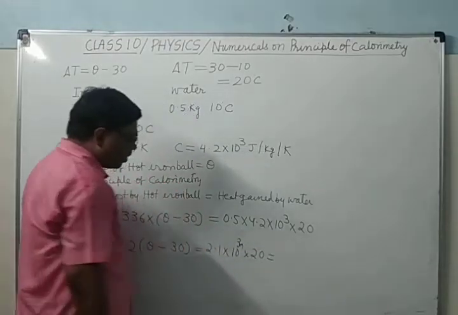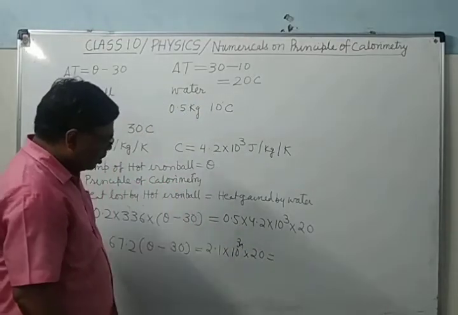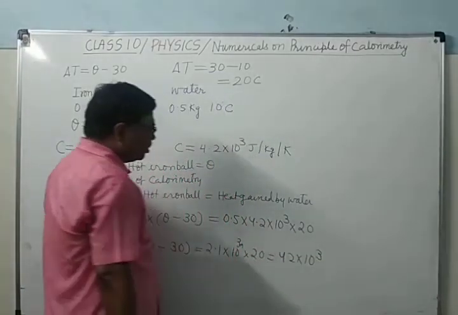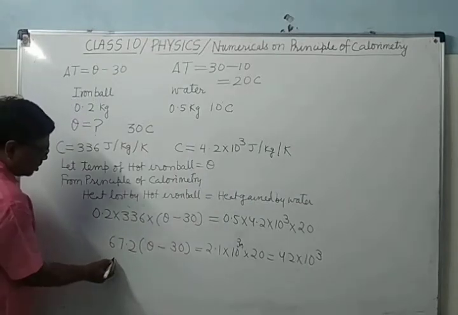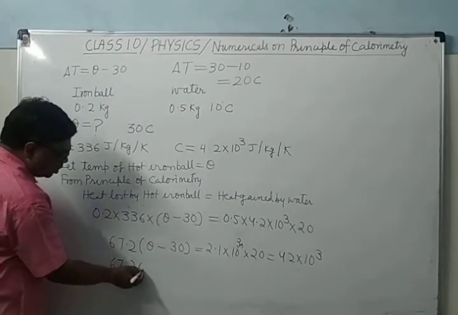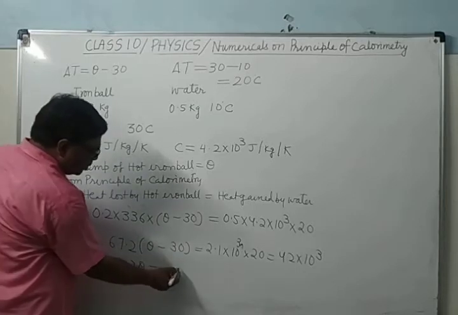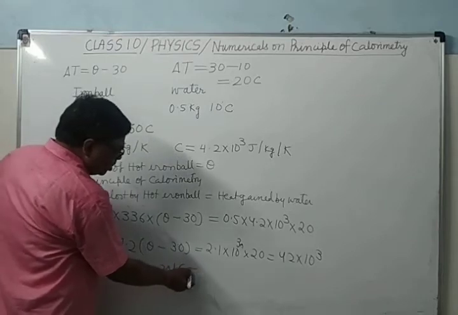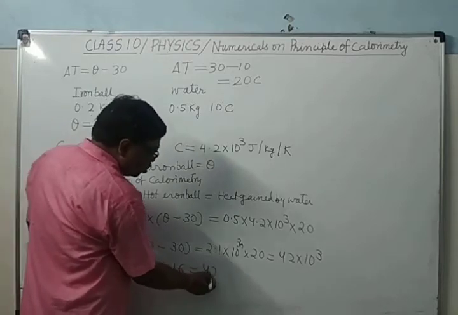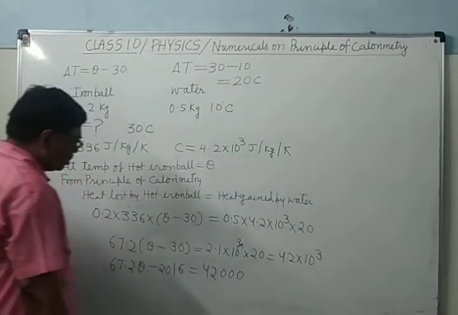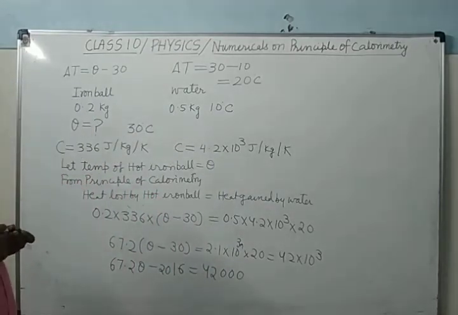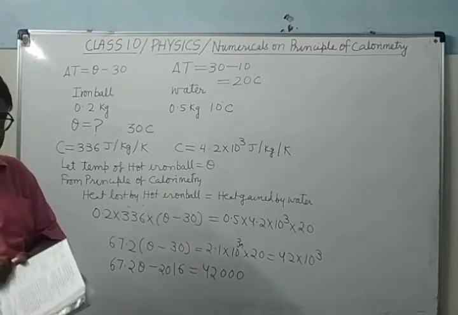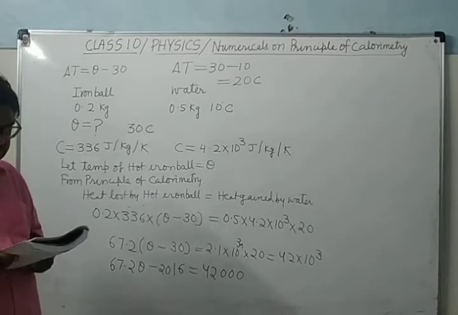So when you simplify further, 2.1 into 20 is 42, so 42 into 10 to the power 3. It's clear? After that, you can multiply out the left side, 67.2 theta minus the product, equals 42 into 10 to the power 3. So this way you can determine theta. It's clear? That further calculation I will not do, you do it on your own.